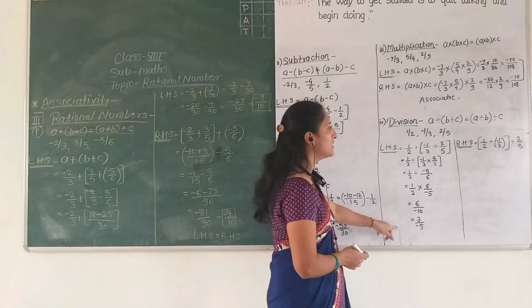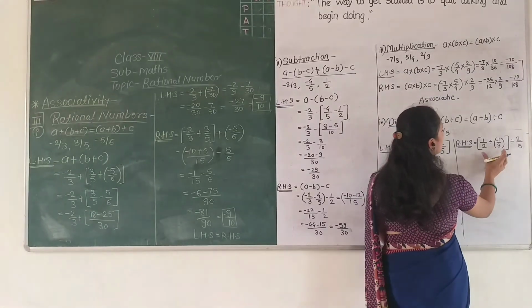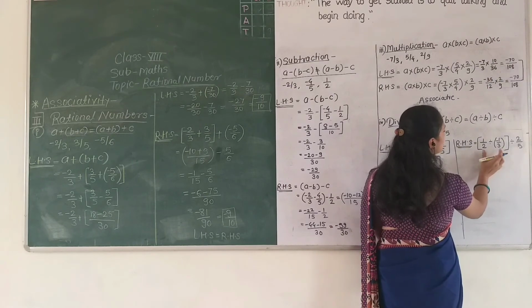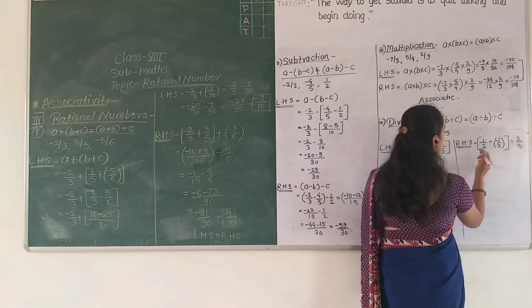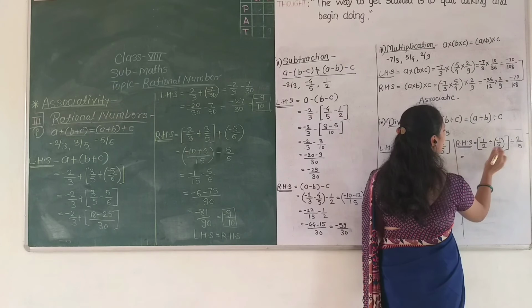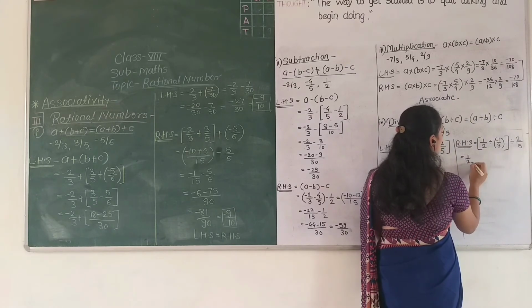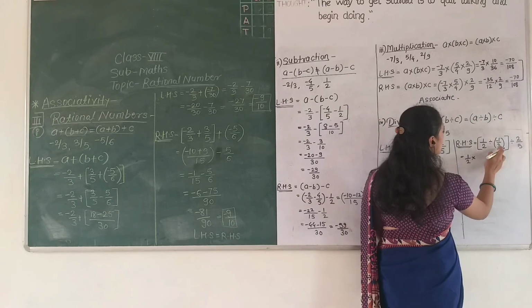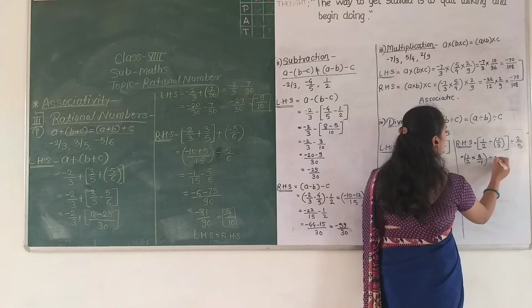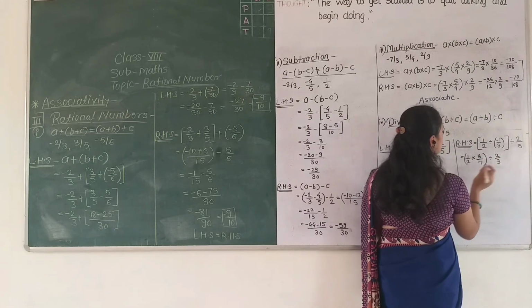Now go for the RHS. Now in RHS here, first we have to solve the bracket, that is A divided by B. First we operate A divided by B. So look at the board here. 1 upon 2. Division will change to multiplication, and reciprocal of this number is 3 upon negative 1. Okay. Keep this term in bracket.